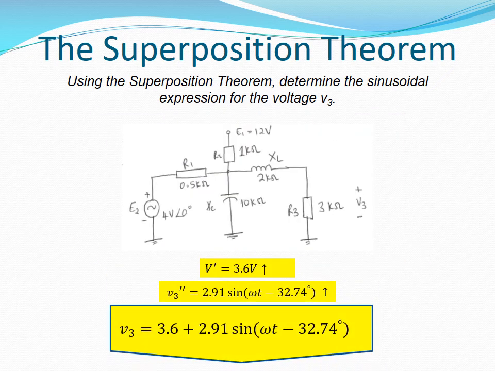The polarities for the two voltages are the same. Therefore, to obtain the overall voltage V3, we add them up. We obtain the sinusoidal expression for V3 as 3.6 plus 2.91 sine omega t minus 32.74 degrees.